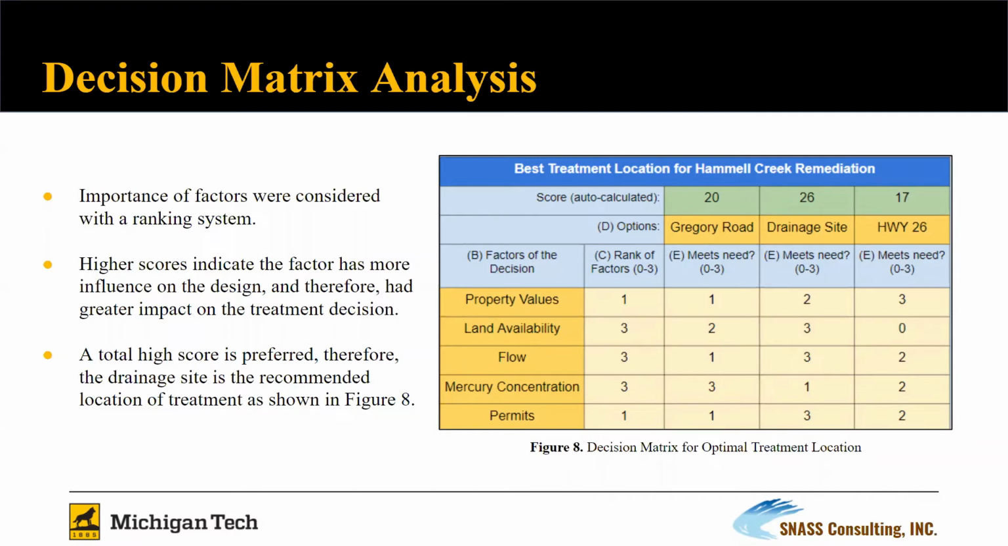In the other 3 columns, each of the 3 sites were ranked according to how well they met those factors, a 3 being, again, that it met those considerations very well. Those 2 columns were multiplied together to create a total score at the top. A high score is preferred, so the drainage site was our recommendation with a score of 26.